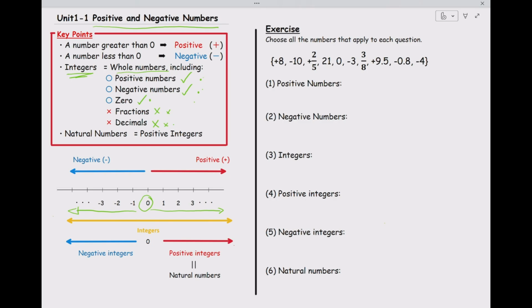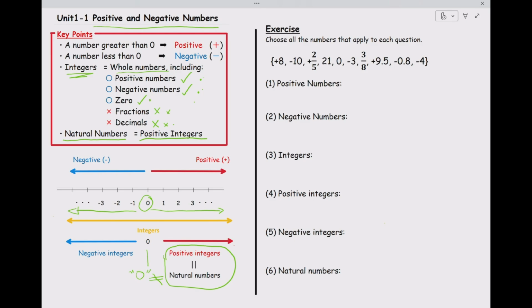Next is natural numbers. They are simply exactly the same as positive integers, like 1, 2, 3, etc. Remember, only positive ones. Also, note that 0 is not a natural number. So, these are the key points for this unit. Let's do some exercises to see if you understand them.